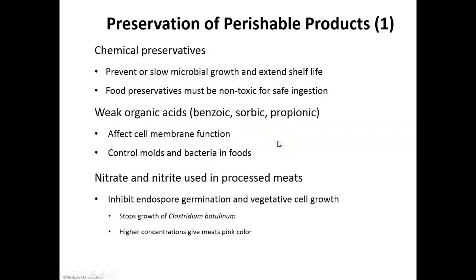The last thing we're going to talk about in this lecture then is chemical preservation of foods. So we use chemical preservation to prevent the growth or to slow the growth and extend shelf life. There are certain chemicals that we add to foods like sorbic acid, propionic acid, nitrates and nitrites. They can be added to meats, and in general they don't affect the flavor as much, but they do inhibit the growth of bacteria and even some endospores.